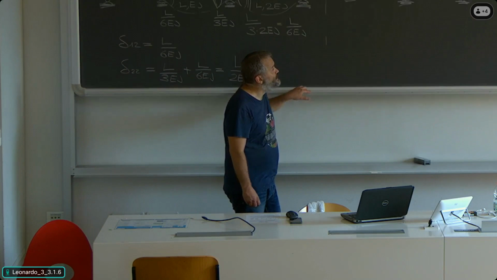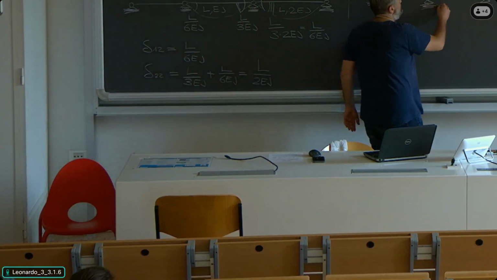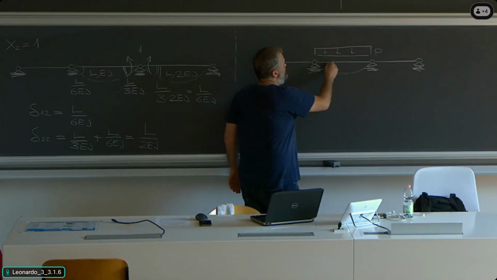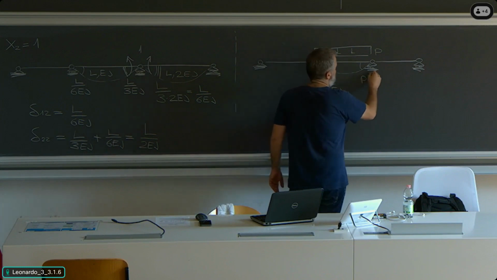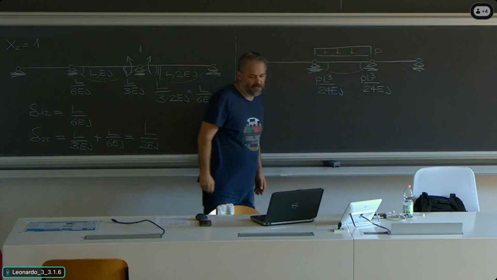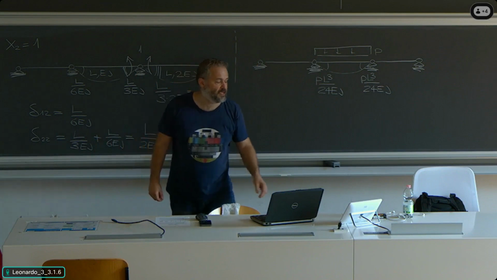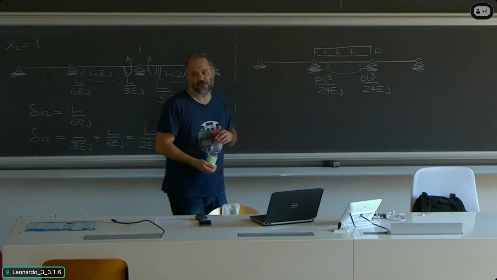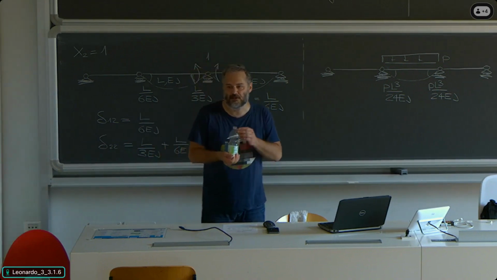Now, in our case, this basically means that you have a deformed shape like this, with rotations at both ends, which are exactly the same as concerns the expression as the ones of the standard coefficient. pL to the power of 3 divided by 24 EJ, first end and second end. In this case, I cannot say loaded and unloaded because the whole span is loaded.